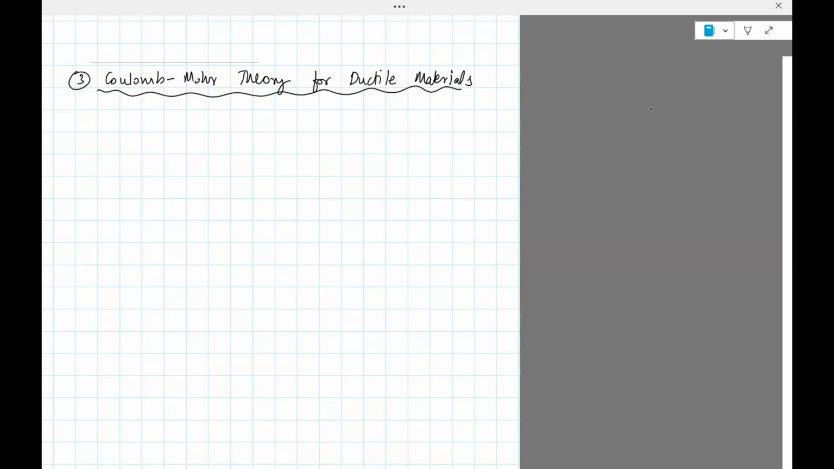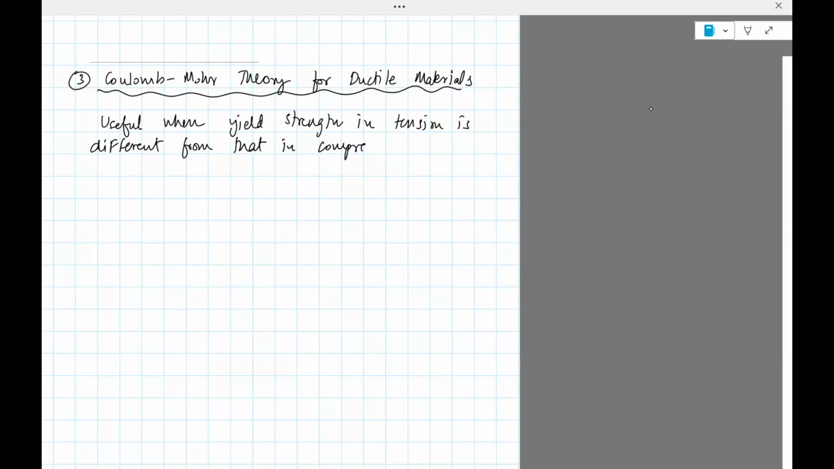Okay? This theory is particularly useful when the behavior in compression is different from the behavior in tension. Useful when the yield strength in tension is different from that in compression. So we've seen in the past that sigma SY, the yield strength, is the same for tension and compression. That's not true for most all materials. Some of them have different yield strength.